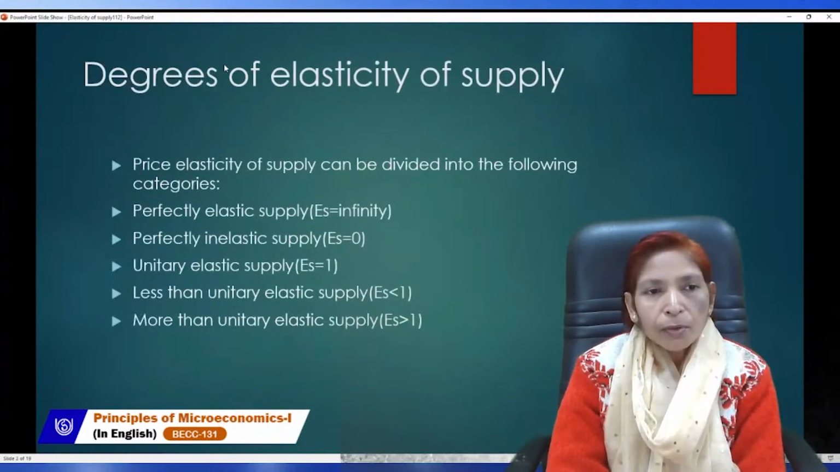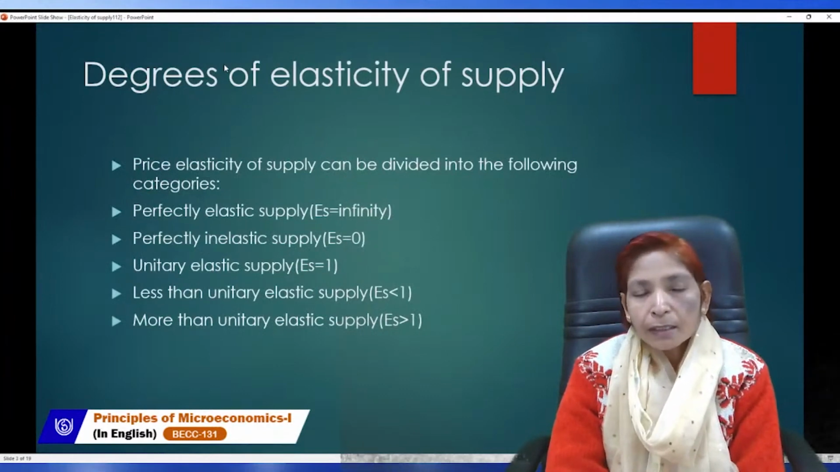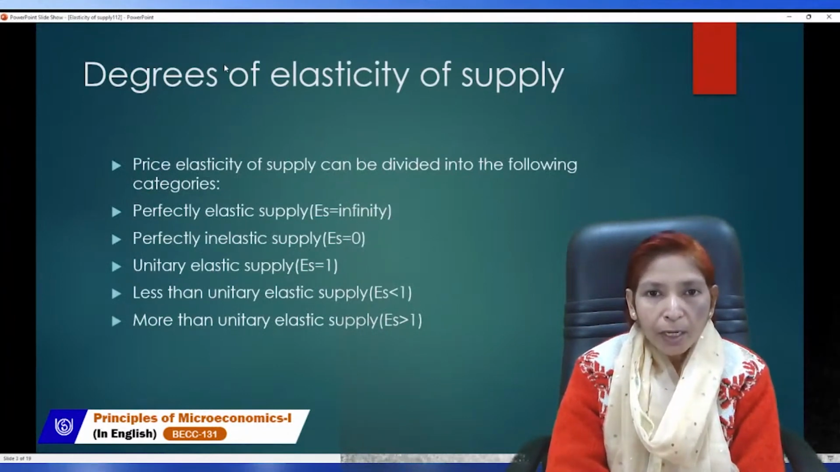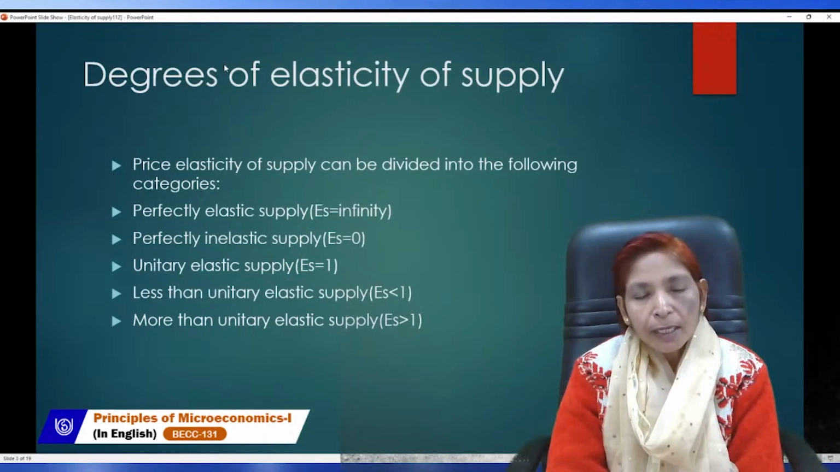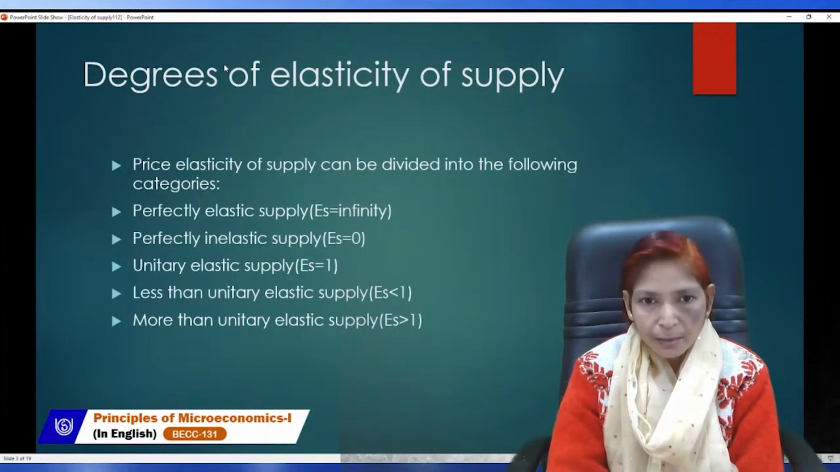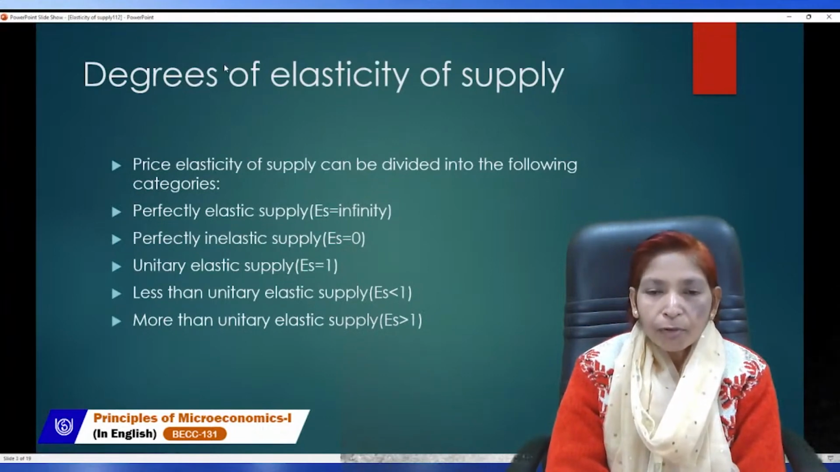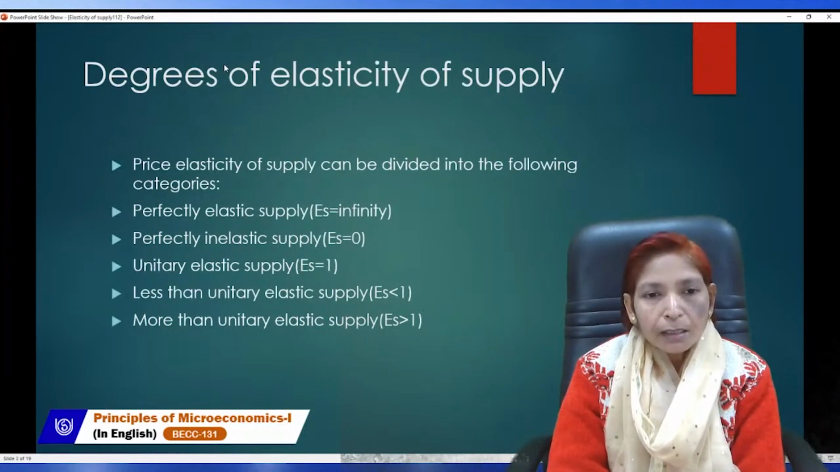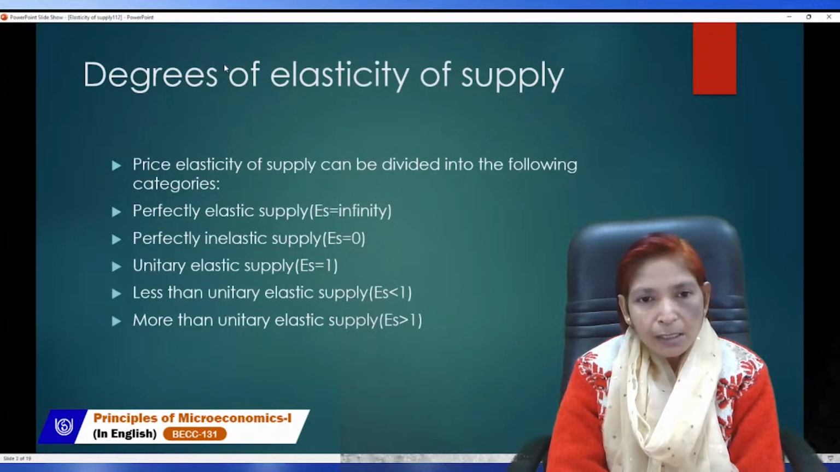Now we will discuss degrees of elasticity of supply. As you have studied in degrees of elasticity of demand, elasticity of supply also has five degrees. Elasticity of supply can be divided into the following categories. One is perfectly elastic supply. In case of perfectly elastic supply, ES will be infinity.